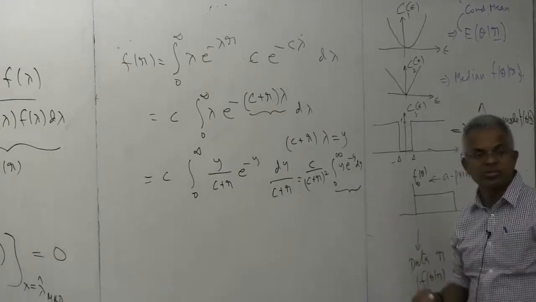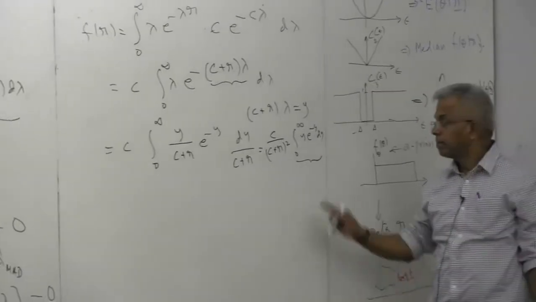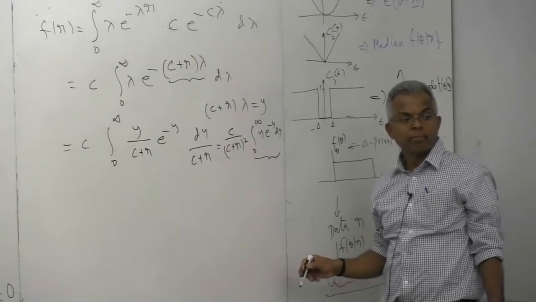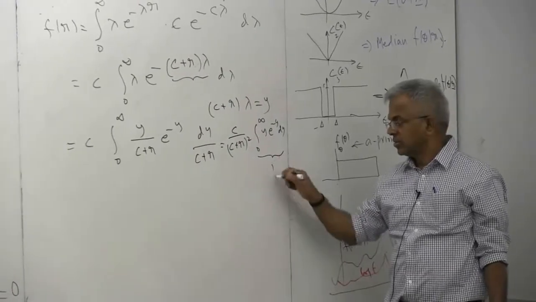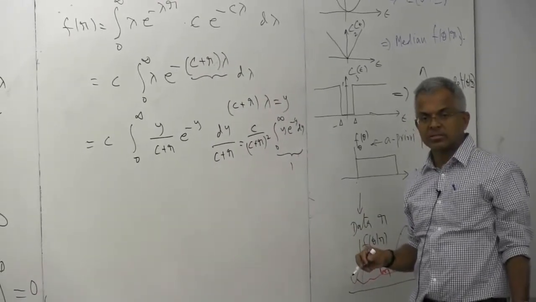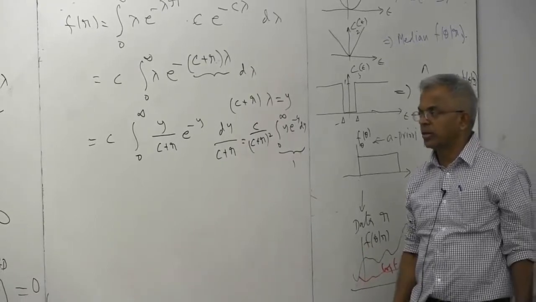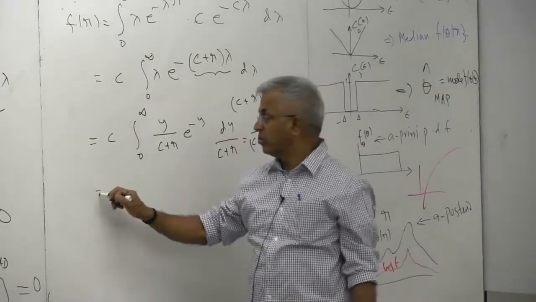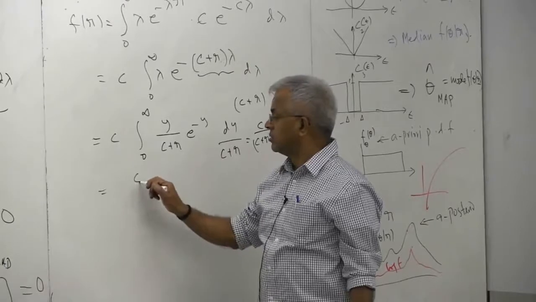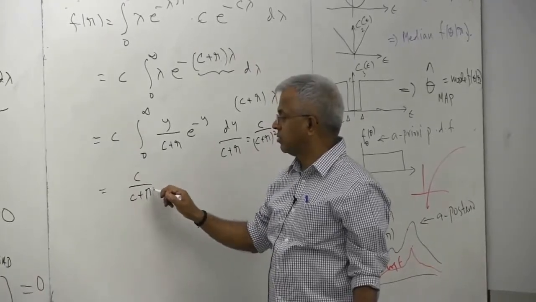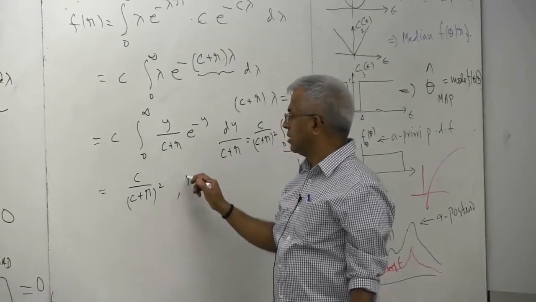What is the answer to this? Anyone? Yeah, that's right. You can check it out, it's just 1. Okay. So we get f of r to be c over c plus r the whole squared, r positive, right?